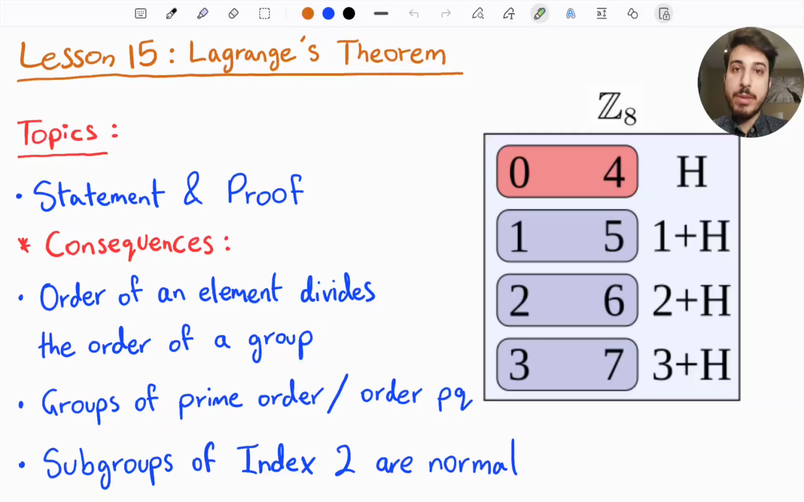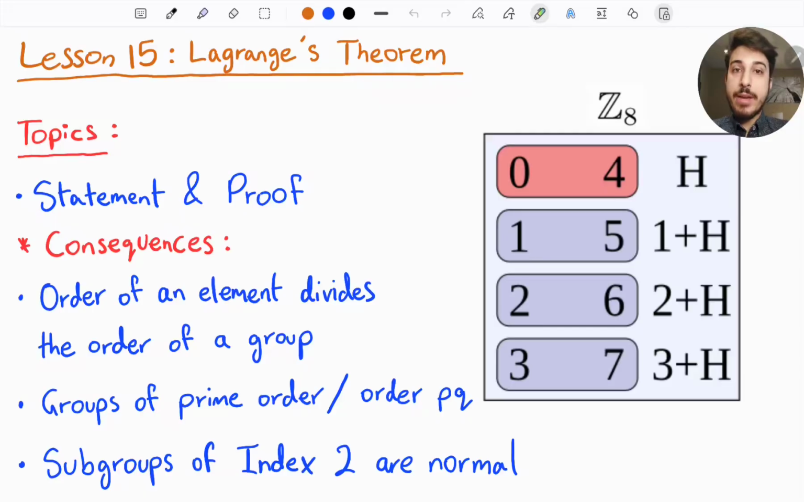So this is what we're going to be proving. And afterwards, we're going to be seeing some very nice consequences of this theorem. One of which is that the order of any element in the group will divide the order of the entire group itself. So if the group had order 15, then we can only have elements of order 1, 3, 5, and 15.